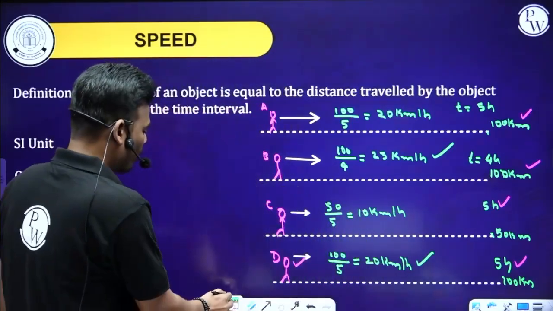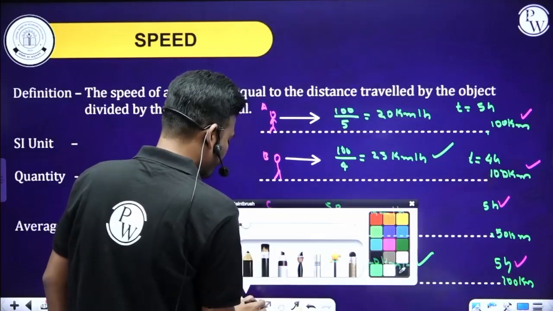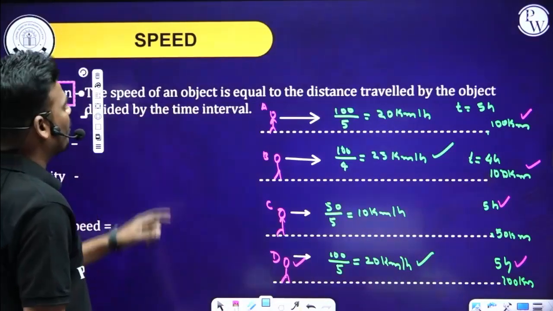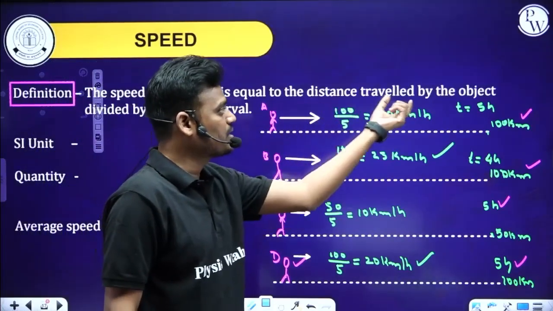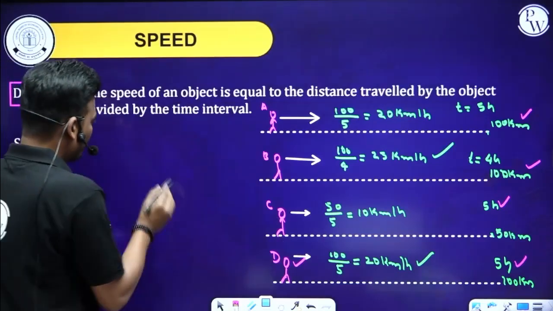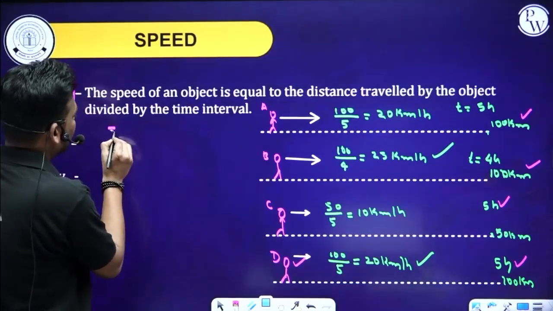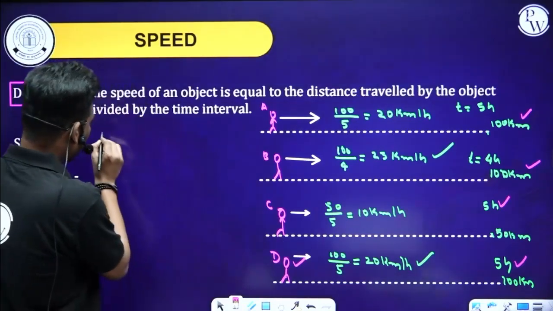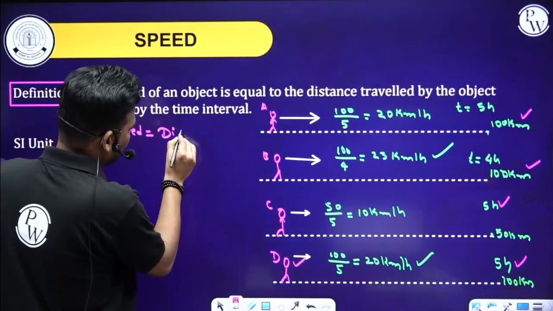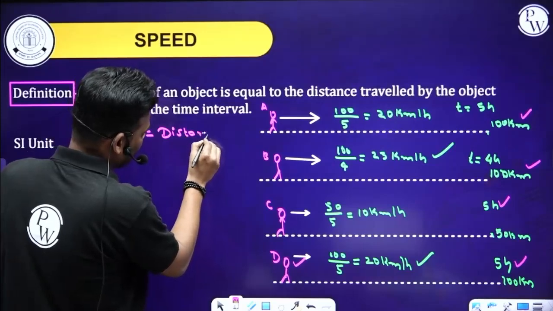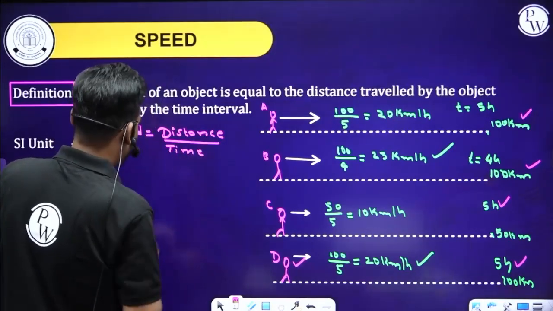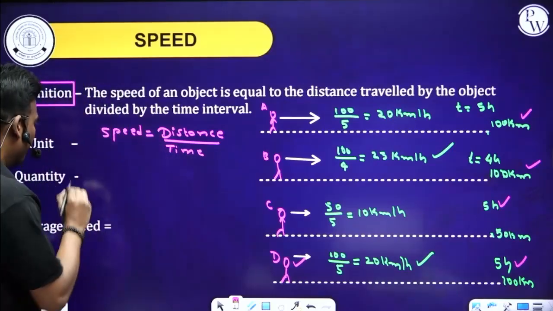Okay, so let's define this term. What is that term? That is the speed. Definition of the speed: the speed of an object is equal to the distance traveled by the object divided by time interval. So the formula, if you want me to write that: speed is equal to distance traveled divided by time taken in the entire journey, okay? So this is the formula.